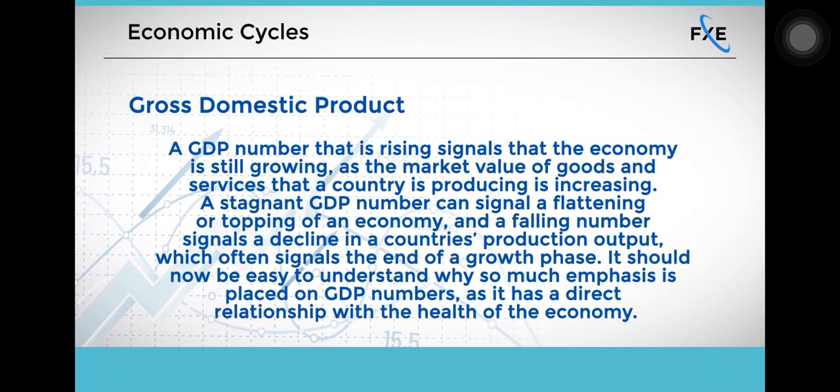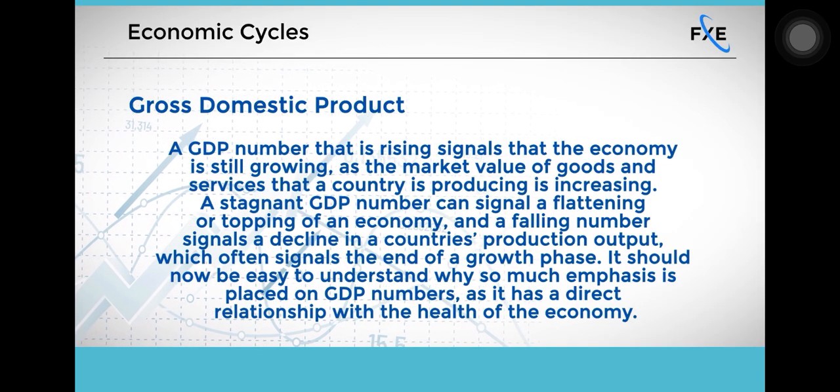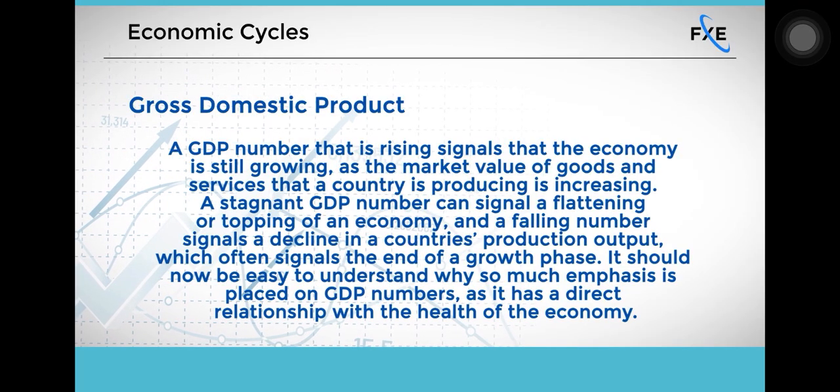A stagnant GDP number can signal a flattening or topping of an economy, and a falling number signals a decline in the country's production output, which often signals the end of the growth phase. It should now be easy to understand why so much emphasis is placed on GDP numbers, as this has a direct relationship with the health of the economy.